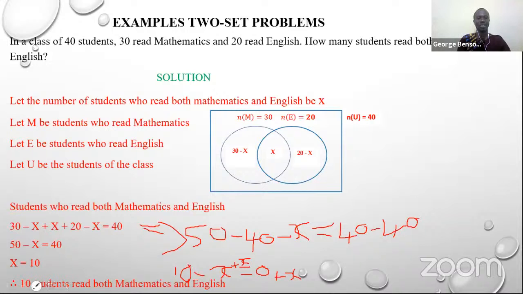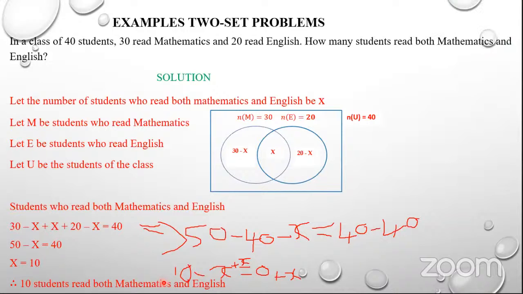So this is just a conclusion, but there are some marking schemes where, when you don't conclude, they deduct marks. I've seen cases whereby when students don't conclude, if this is 5 marks, the student will get 4 out of 5. So it will not take much to just conclude that. Therefore, 10 students read both mathematics and English.